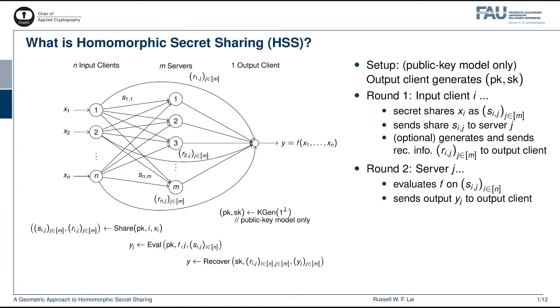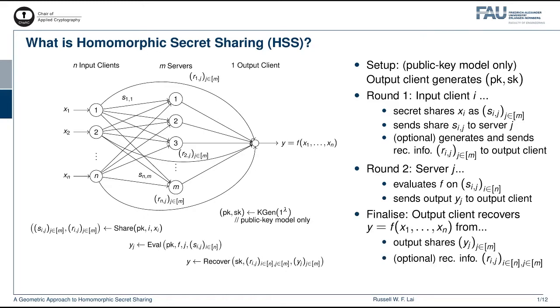Then in round 2, each server j would evaluate the function f on its shares and send the resulting output share yj to the output client. Finally, the output client can recover the computation result y equals f of x1 up to xn using the output shares yj sent from the servers, and also optionally the recovery information Rij sent by the input clients.